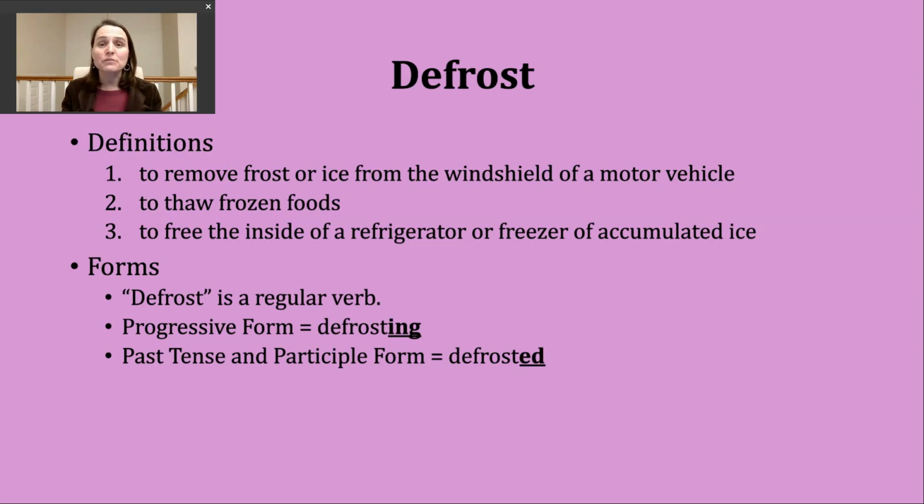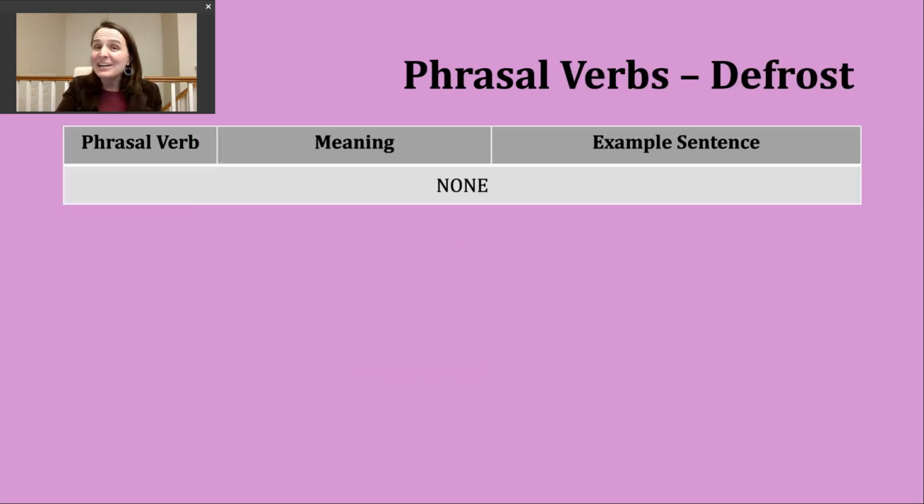Our base verb defrost ends with a T sound. So when we add the -ed ending for our past tense and participle forms of this verb, we're going to add an extra syllable as we say it. So it should sound like this: defrosted, defrosted. Okay. Now, there aren't any additional phrasal verbs that we need to study with this particular verb.